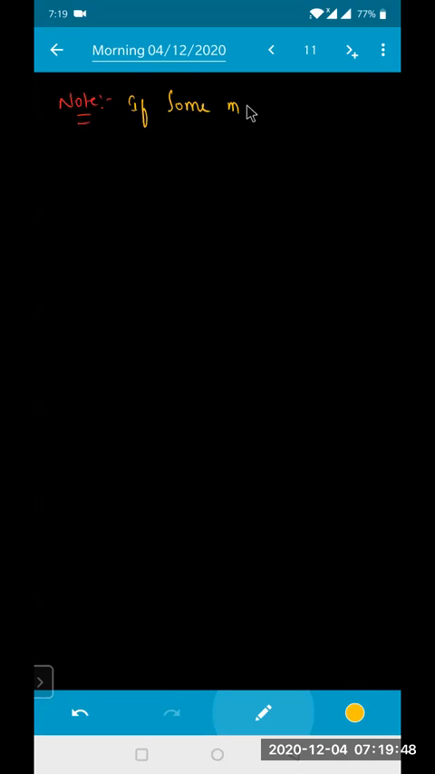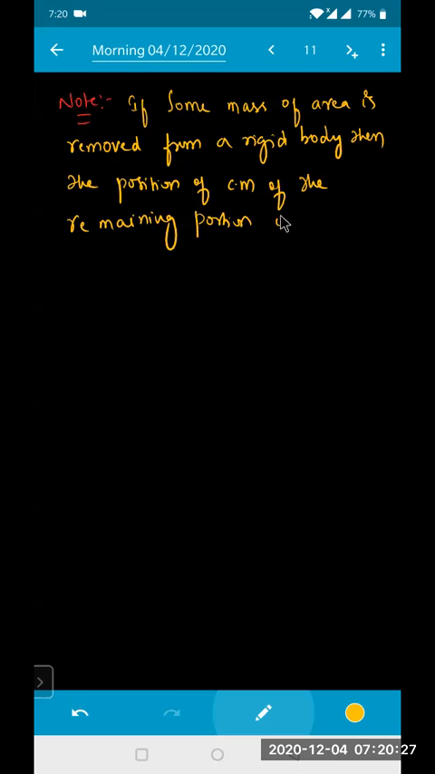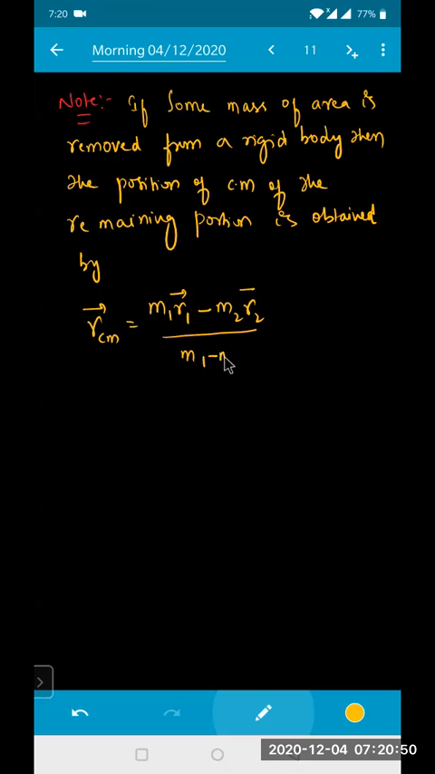If some mass or area is removed from a rigid body, then the position of the center of mass of the remaining portion is obtained by, first one, R_CM equals M1 R1 bar minus M2 R2 bar, divided by the total mass, M1 minus M2.